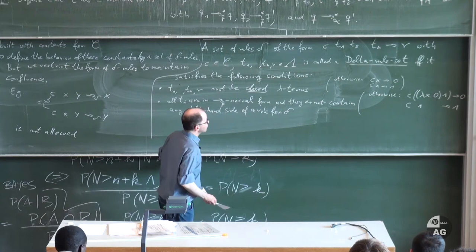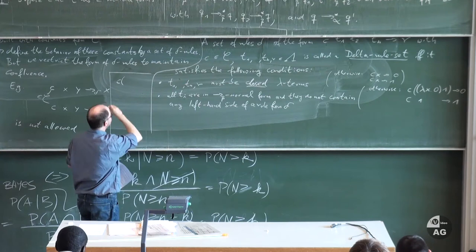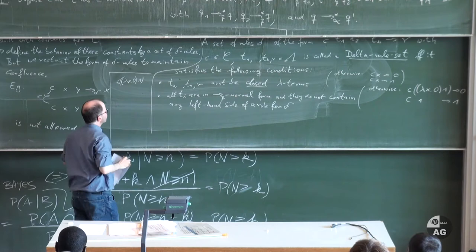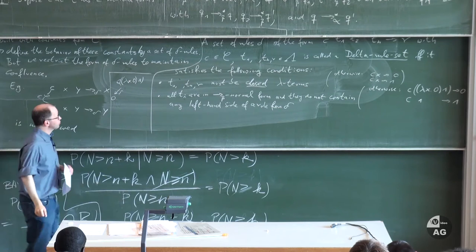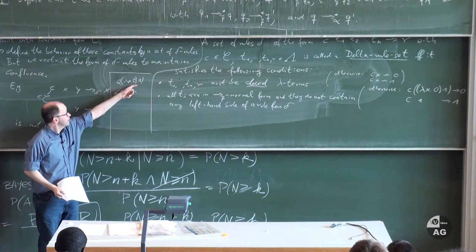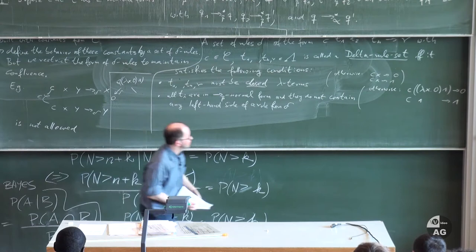So if these were our two rules, then I claim that this destroys confluence. Why does this destroy confluence? Well, if I have this strange-looking term, C of lambda x dot 0 applied to 1, I could reduce it to 0 using this first rule, by this delta rule. But I could also do something else. I could also first apply a beta reduction rule and reduce this argument, lambda x dot 0 applied to 1.